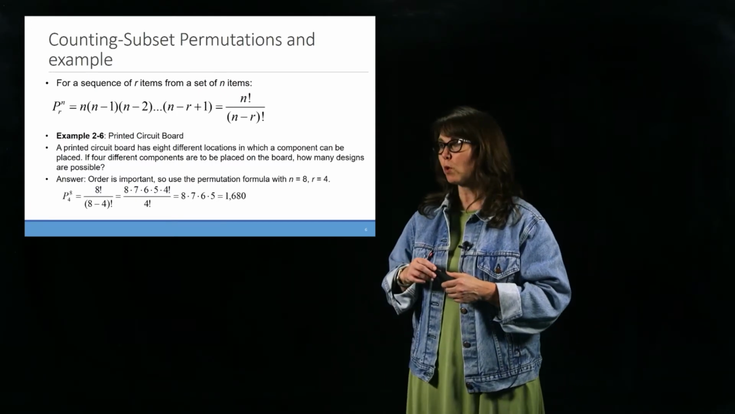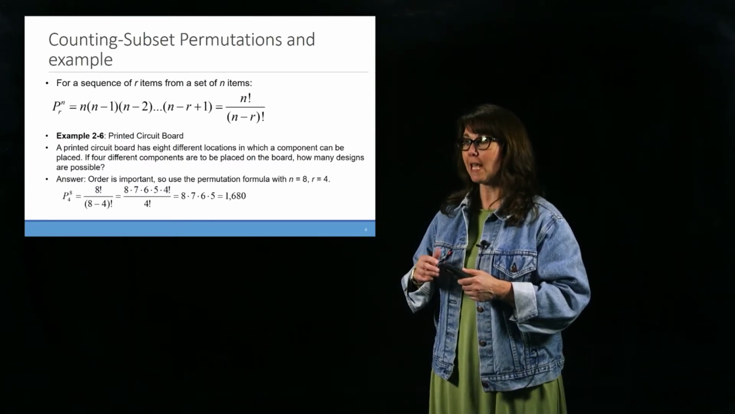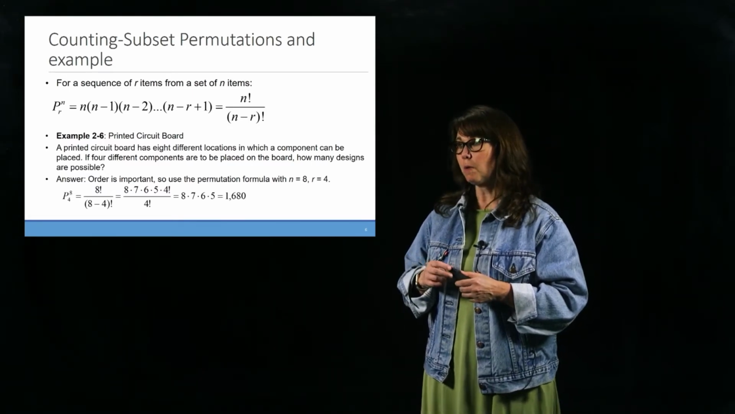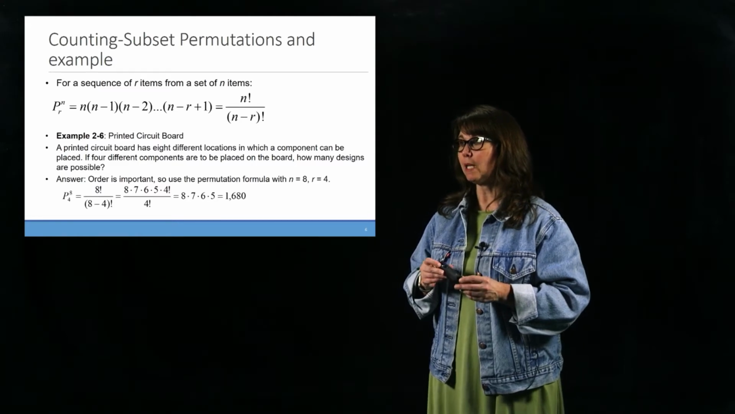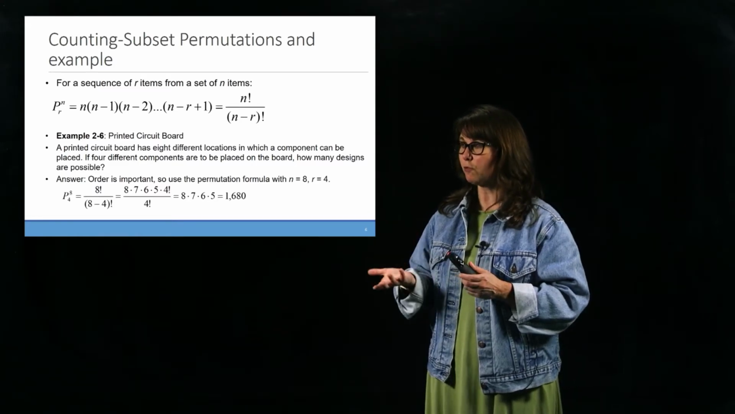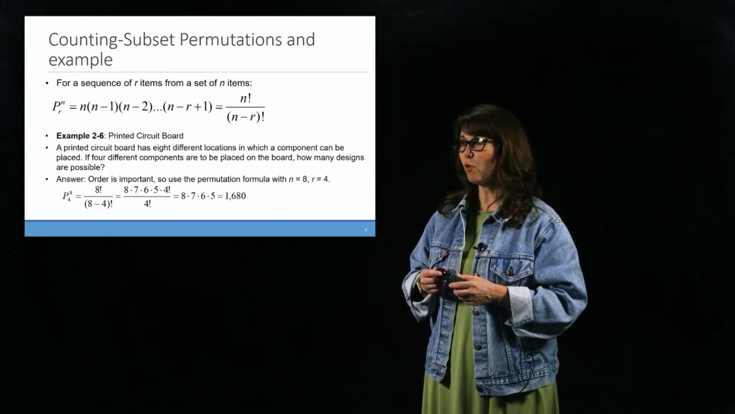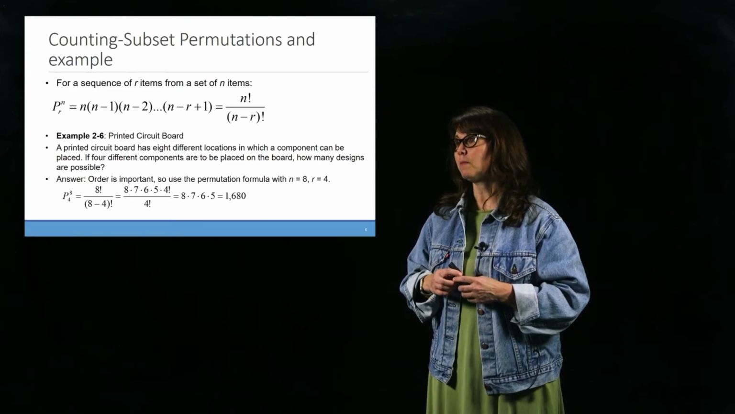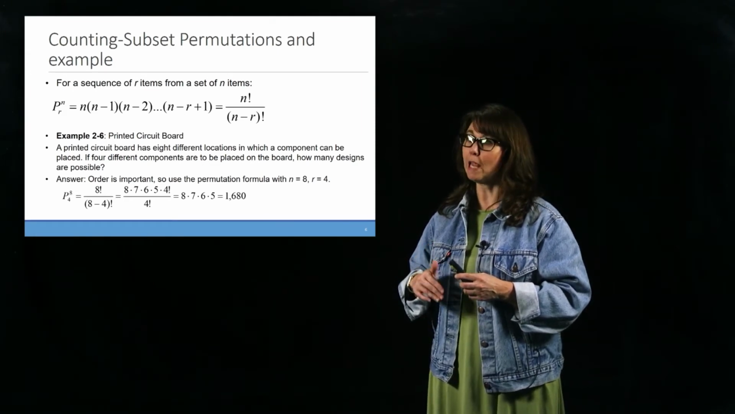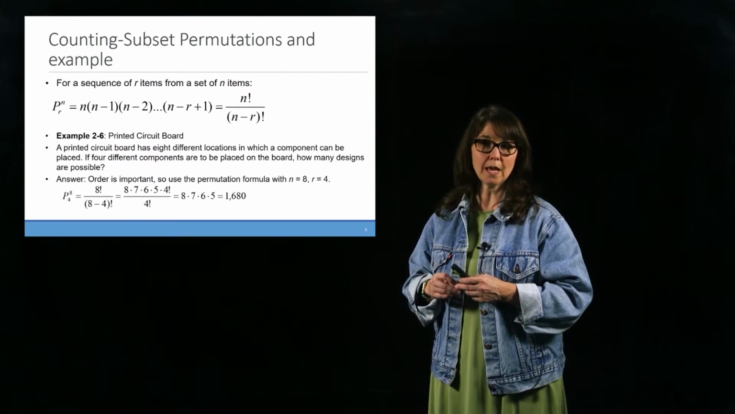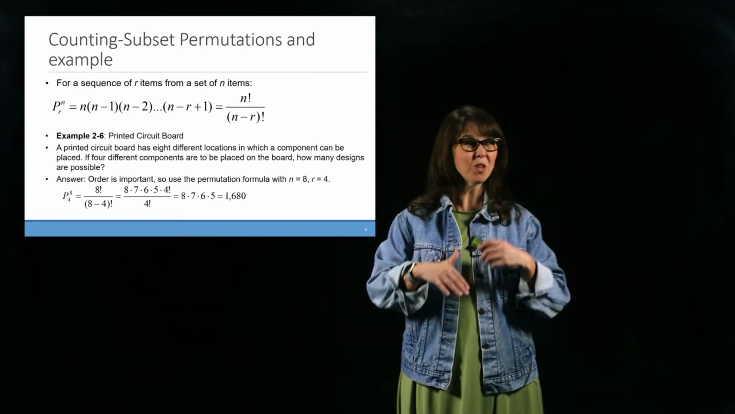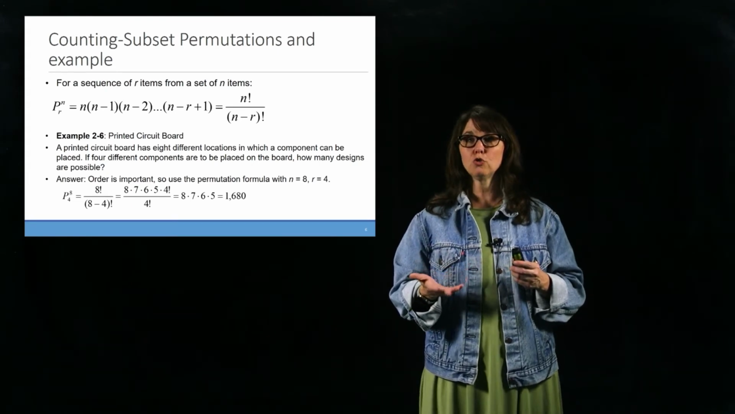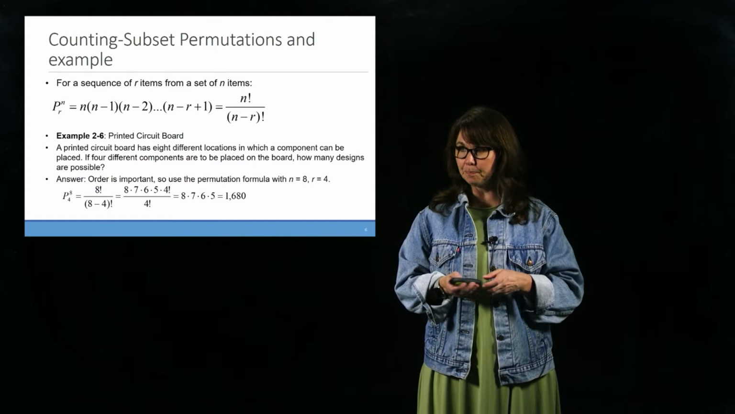So we see a printed circuit board has 8 different locations in which a component can be placed. If 4 different components are to be placed on the board, how many designs are possible? So we start off with 8. We only want a subset of size 4. So as you can see, the formula is used at the bottom of the slide. 8 factorial over 8 minus 4 factorial, which is 1,680. So even with relatively small numbers, there are quite a few different orderings to choosing 4 things from 8.